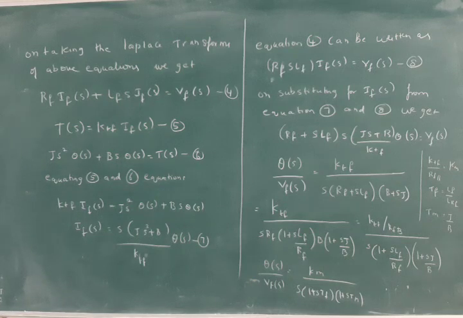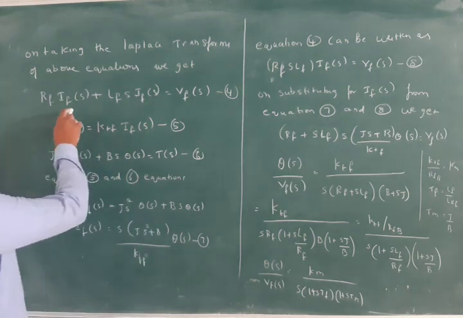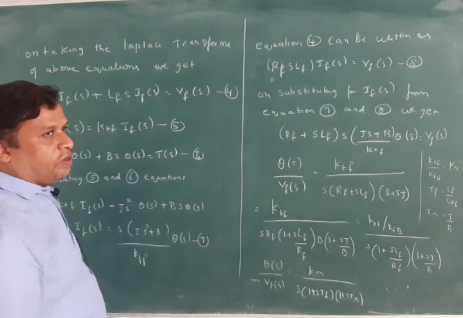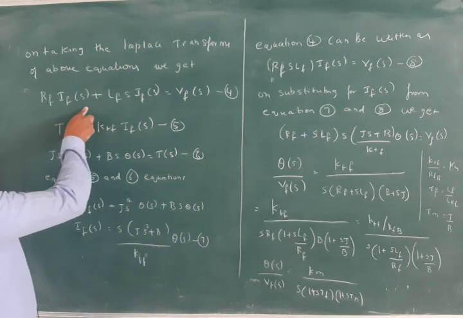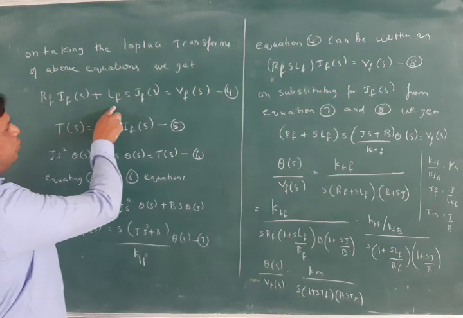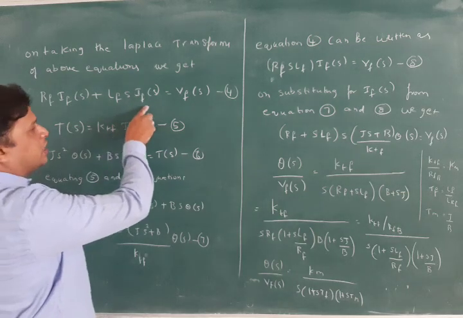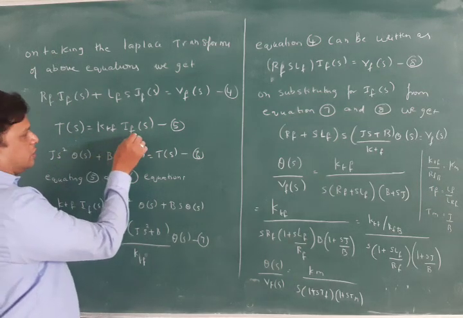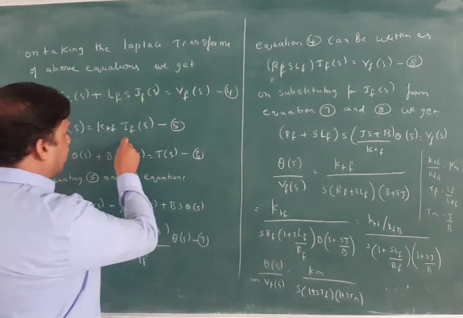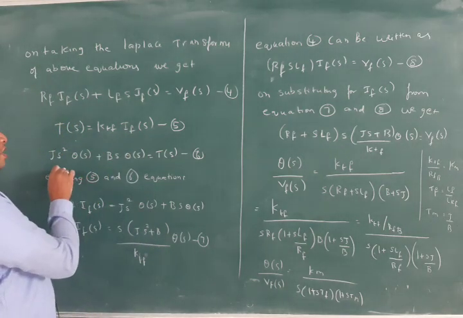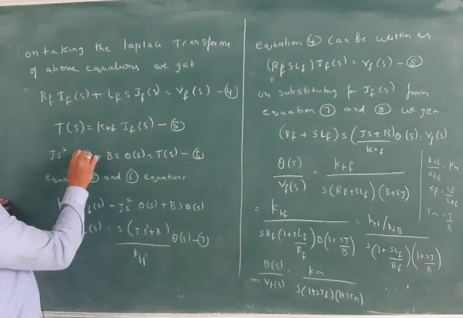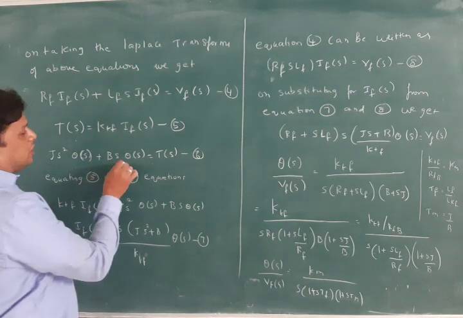As we have to take the Laplace transforms of equations 1, 2 and 3, after taking the Laplace transforms we will have RF into IF of S plus LF into S into IF of S is equal to Vf of S, because dIF by dt is converted to S into IF of S. Now the torque equation, T equals KTF into IF, after applying the Laplace transform becomes T of S equals KTF into IF of S. Now in the mechanical system equation, J d squared theta plus B d theta by dt is equal to T of S, and this is converted by the Laplace transform to J s squared theta of S plus B s theta of S is equal to T of S.